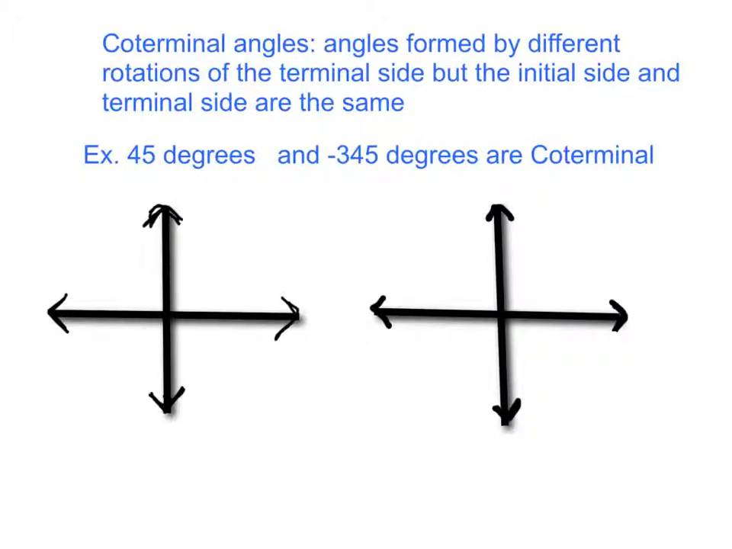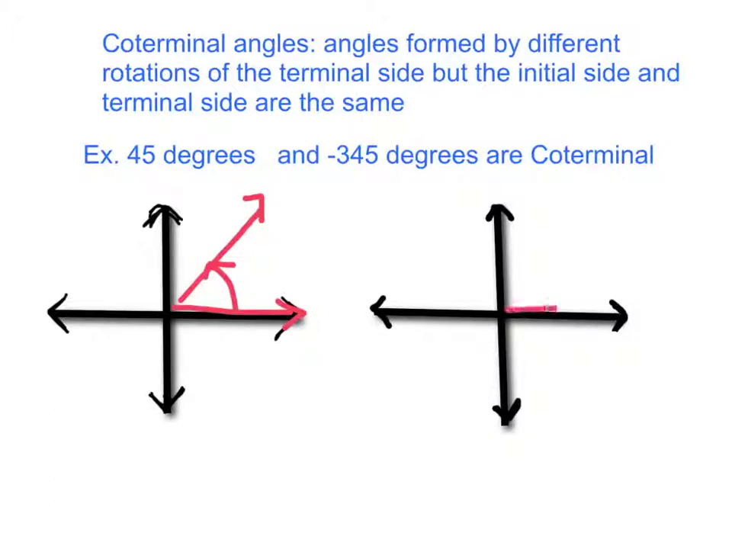Coterminal angles are formed by different rotations of the terminal side, but when we're done, the initial side and the terminal side are in the same spot. For example, if I have my initial side here, it's fixed along the positive x-axis, rotate counterclockwise to 45 degrees, there's my 45 degree angle.